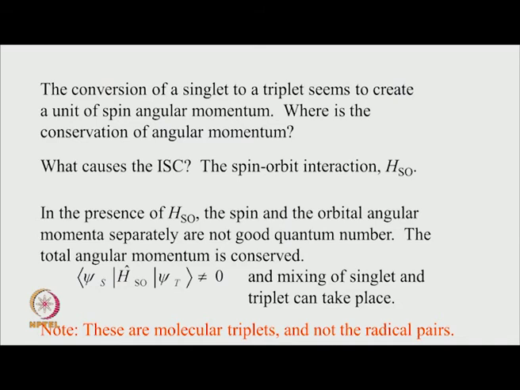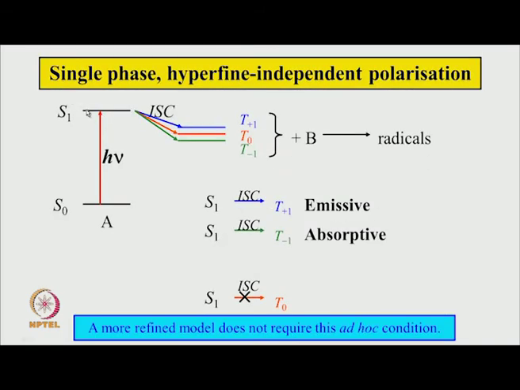So, the conversion of a singlet to a triplet seems to create a unit of spin angular momentum. Again we are back to some other problem now. We have been talking about the conservation of angular momentum, but when this process takes place, S1 to T1, S1 has no spin angular momentum, but the T1 triplet has 1 unit of spin angular momentum. How is it created now? What happened to the conservation of angular momentum rule?